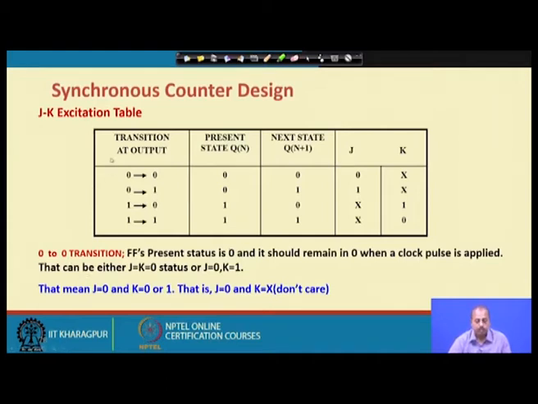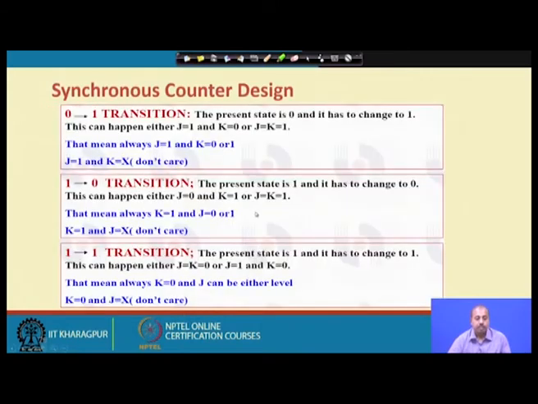Again, for the JK excitation table from 0 to 0, the present state is 0 and the next state is 0. We already explained this: in a 0 to 0 transition, the flip flop's present state is 0 and it should remain 0 when a clock pulse is applied. That can be either J equal to 0 and K equal to 0, or J equal to 0 and K equal to 1. So, it is J equal to 0 and K equal to do not care. That explains this table, which we have already seen.